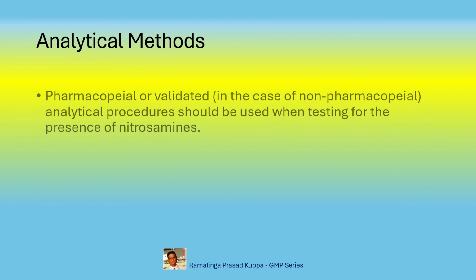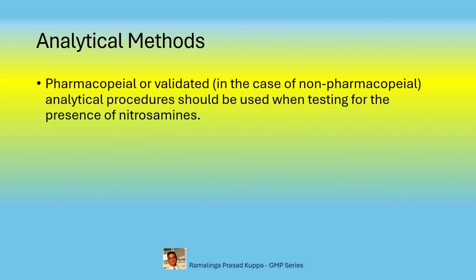Analytical methods: pharmacopoeial or validated. In the case of non-pharmacopoeial methods, validated analytical procedures should be used when testing for the presence of nitrosamines. The analytical method should be validated as per USP 1225 and ICH Q2(R1). If a compendial test method is utilized, it is necessary to verify the method as per USP 1226 when adopted for the first time in the laboratory.